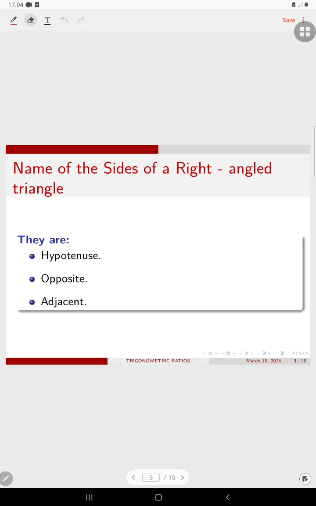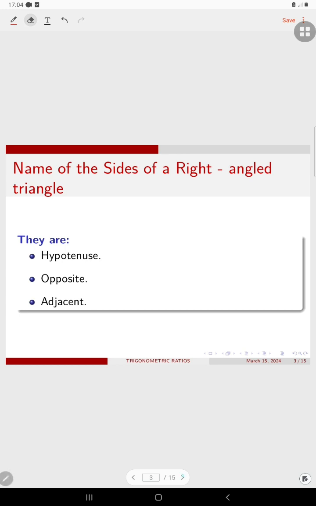Now, just like we saw last time, this is an example of a right angle triangle. It has three sides, as we know. We have what we call the hypotenuse, we have the opposite, and we have the adjacent. So these are the names of the sides of a right angle triangle: hypotenuse, opposite, adjacent.